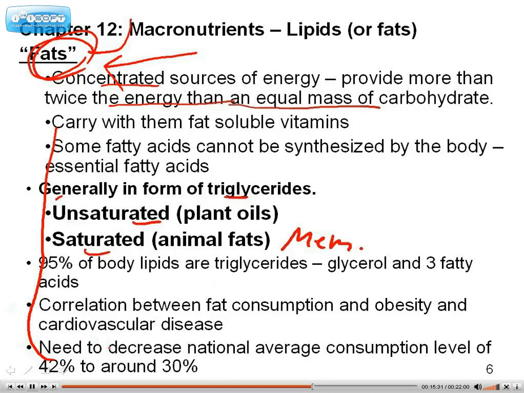Most nutritionists think you need a maximum of 30% fat in your diet. We can get anywhere from 50 to 70% in our diet. So we need to decrease the national average consumption level of 42% to around 30%. Hey, we've improved a bit.